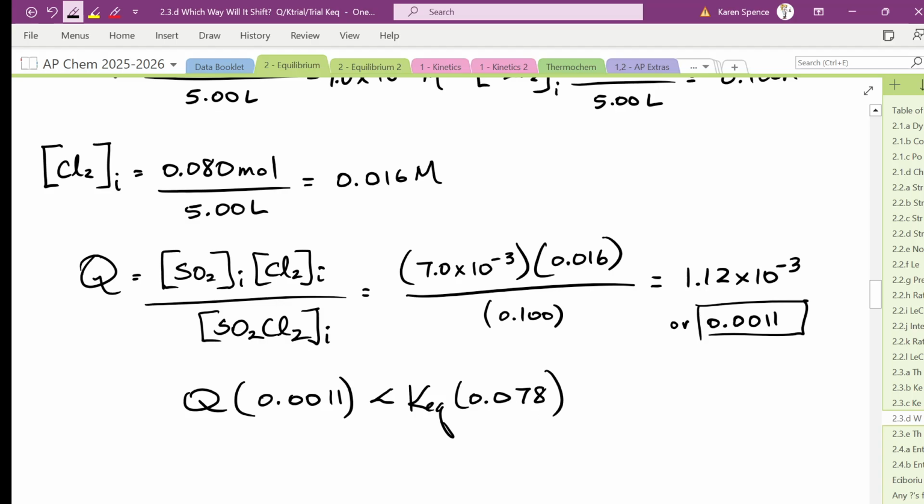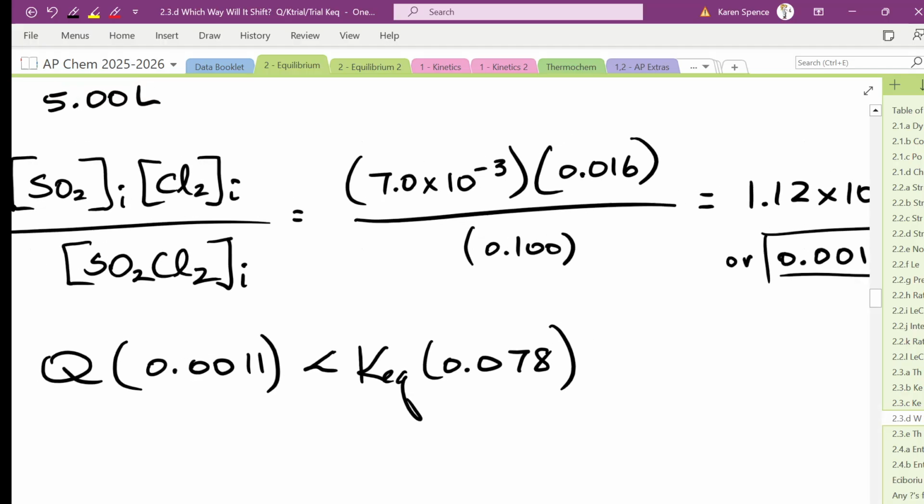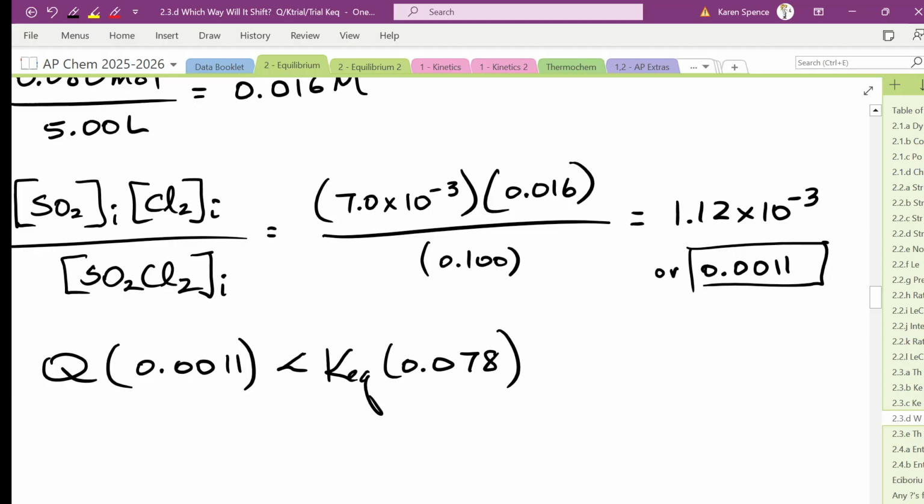Did I do it right? Did you guys get the same numbers? What's that? 1.12 times 10 to the negative 3? Okay, now, just so you're aware, sig figs don't matter that much here because we're just being asked which direction it shifts. So whether you write 0.0011 or 0.00112 doesn't matter too much because we aren't asked for a numerical answer. We're asked which way does it shift.